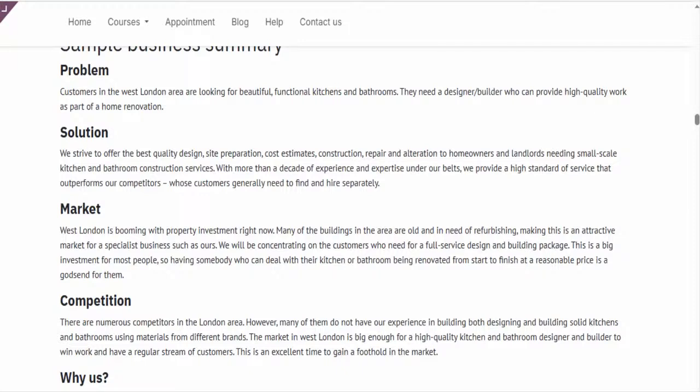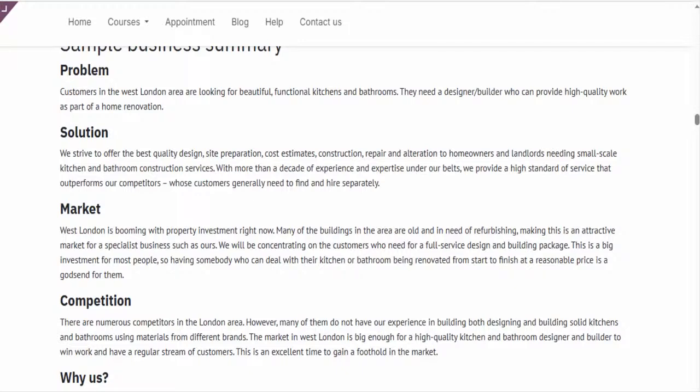Market: West London is booming with property investment right now. Many of the buildings in the area are old and in need of refurbishing, making this an attractive market for a specialist business such as ours. We will be concentrating on the customers who need a full-service design and building package. This is a big investment for most people, so having somebody who can deal with their kitchen or bathroom being renovated from start to finish at a reasonable price is a godsend for them.